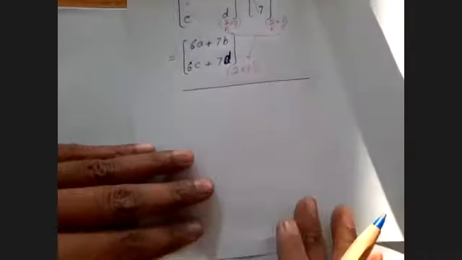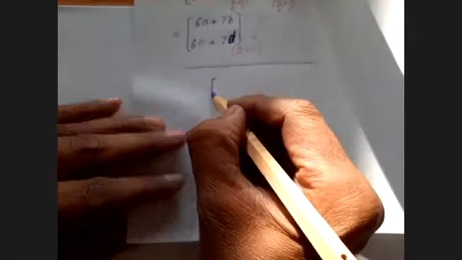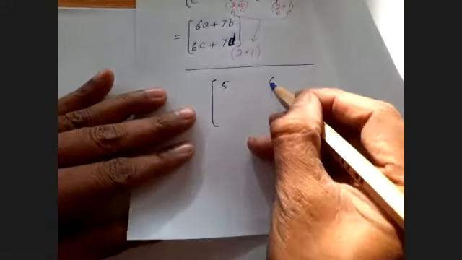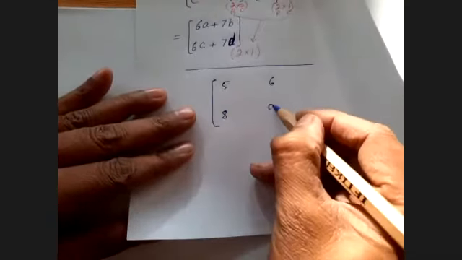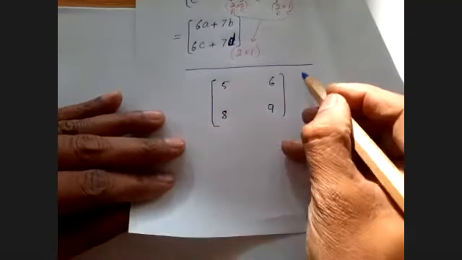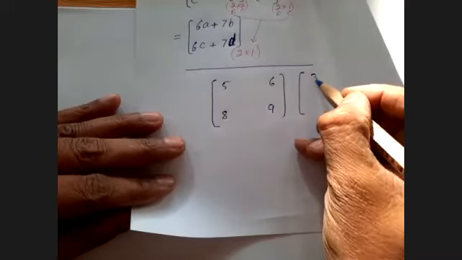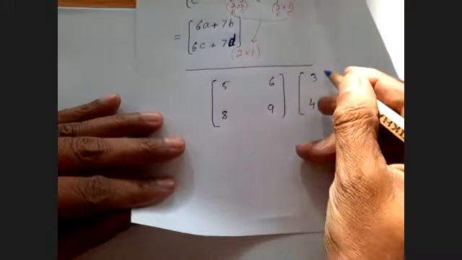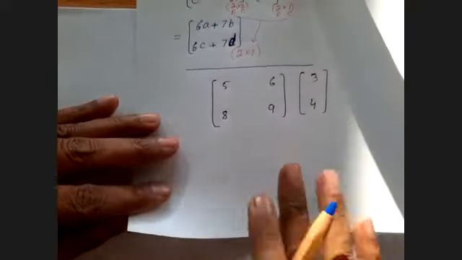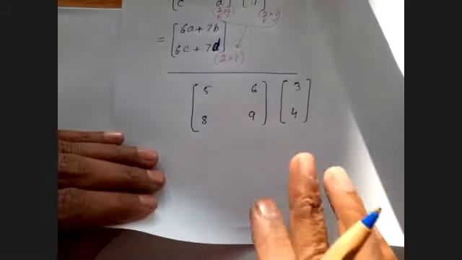Well, let us have another example, like if I have 5, 6, 8, and 9. Suppose these are the numbers. In the same way, if I have another matrix with 3 and 4, like this. I'll do some more matrices, inshallah, to make it clear. So please keep on watching.